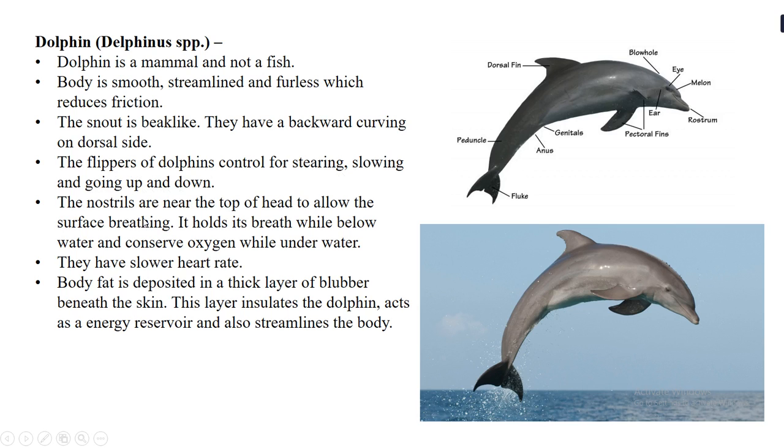The nostrils are near the top of the head, which allows surface breathing. So when the dolphin has to breathe, it comes to the surface of the water, and through the nostrils it can breathe. It holds its breath while below the water and conserves oxygen while underwater. They have a slower heart rate. The body fat is deposited as a thick layer of blubber beneath the skin. This layer helps in insulating the dolphin, acts as an energy reservoir, and also streamlines the body of this particular animal.